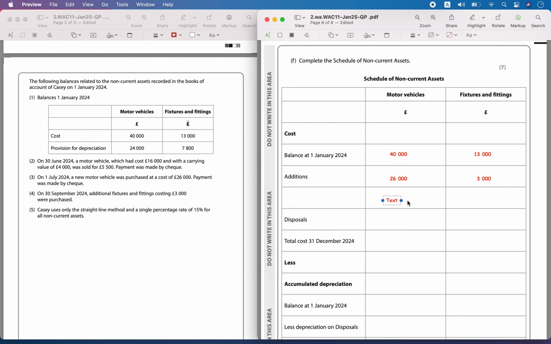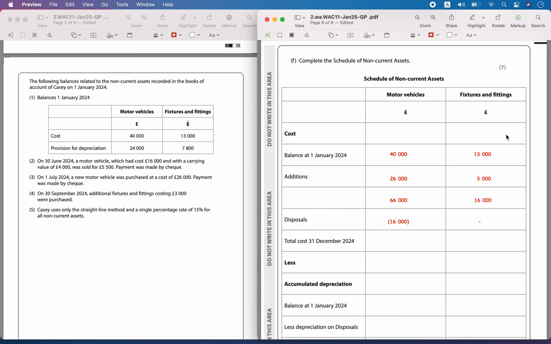So 40,000 plus 26,000. Okay, and then that is 66,000, and here I have 16,000. Disposal. The disposal has happened only with the motor vehicle and the cost was 16,000. So let's write that. So the disposals, here there was nothing, no disposal of fixtures and fittings.